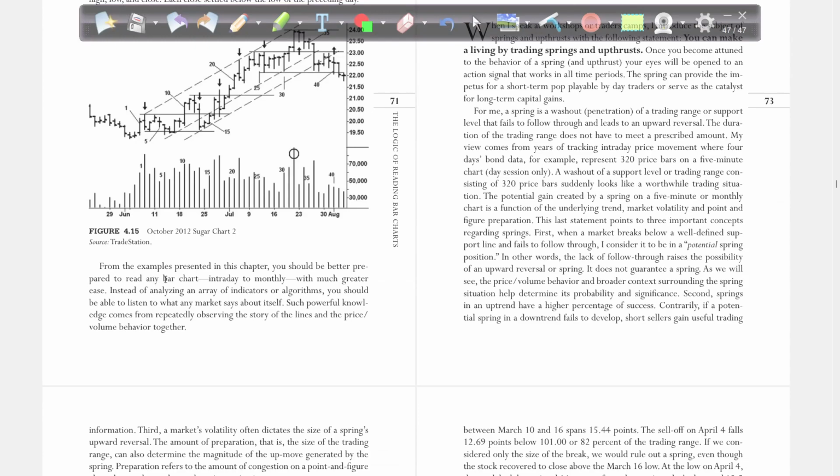From the examples presented in this chapter, you should be better prepared to read any bar chart, intraday to monthly, with much greater ease. Instead of analyzing an array of indicators or algorithms, you should be able to listen to what any market says about itself. Such powerful knowledge comes from repeatedly observing the story of the lines and price volume behavior together.